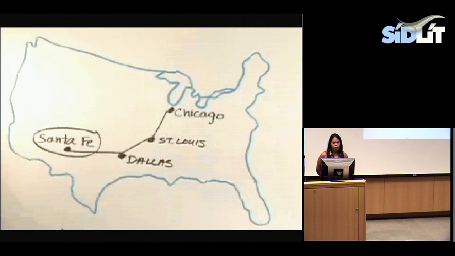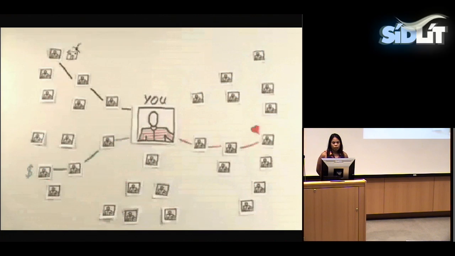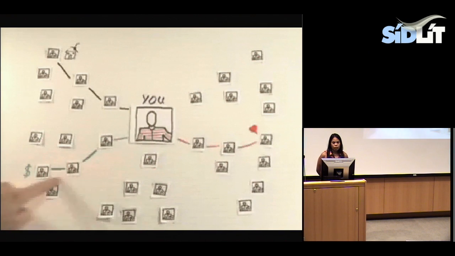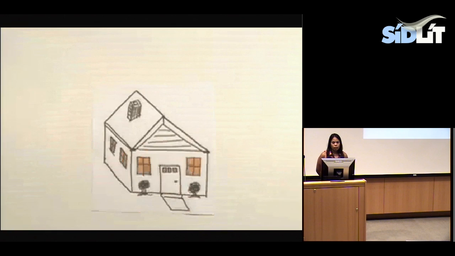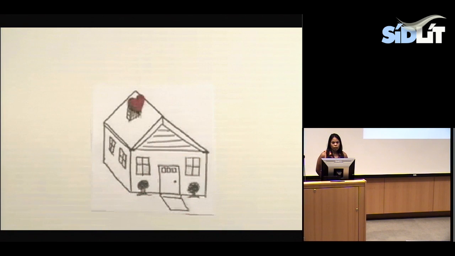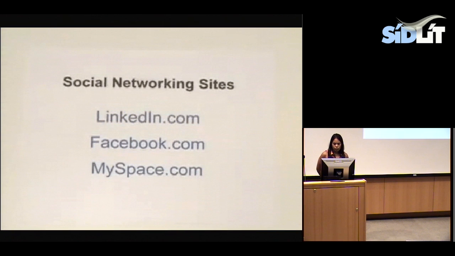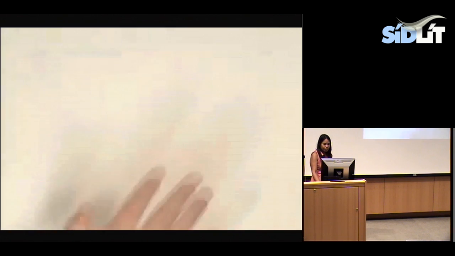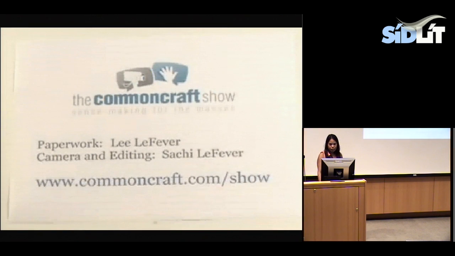Like a map for a highway, they show you the people network that can help you get to your next destination, whether it's a job, a new partner, or a great place to live. Your network is suddenly more useful. You can get started at these sites: LinkedIn, Facebook, and MySpace. I'm Lee Lefevre, and this has been Social Networking in Plain English on the Common Craft Show.